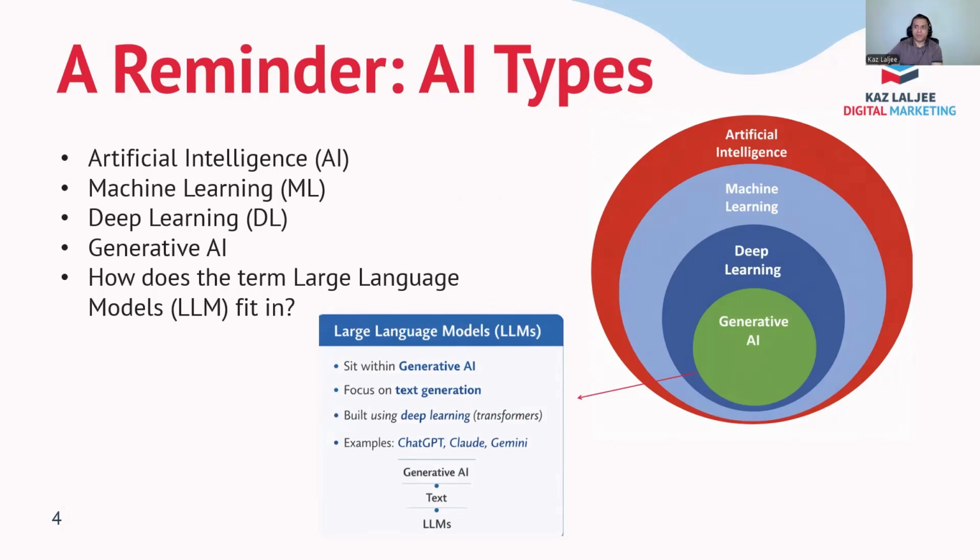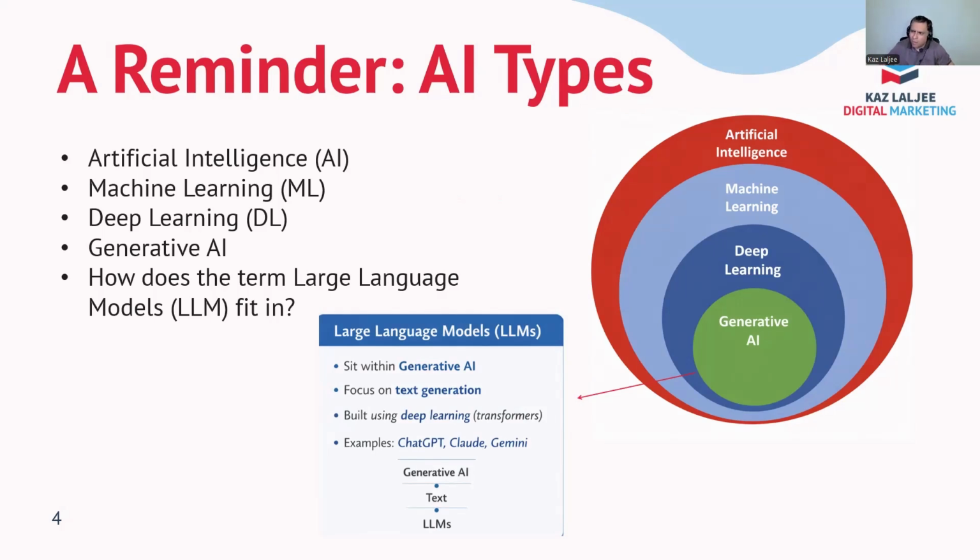And within that, we have what we call large language models. Large language models is where ChatGPT would sit. So this is generative AI, it's generating things. With large language models, the focus is on text generation. It is built using deep learning. And then you've got examples: ChatGPT, Claude, Google Gemini, and even Microsoft Copilot. So you can see how that works.